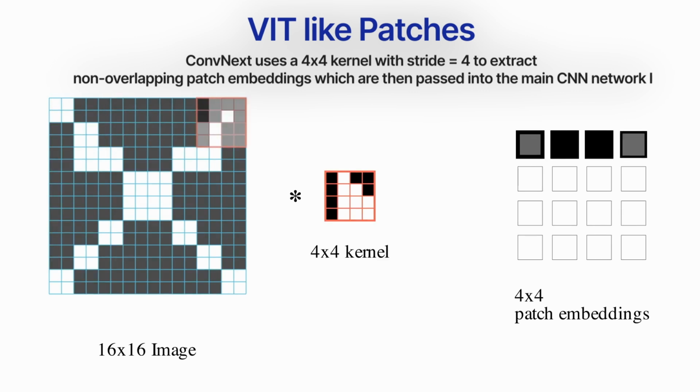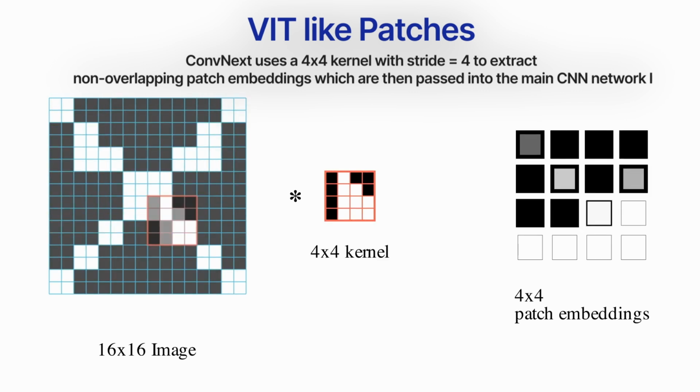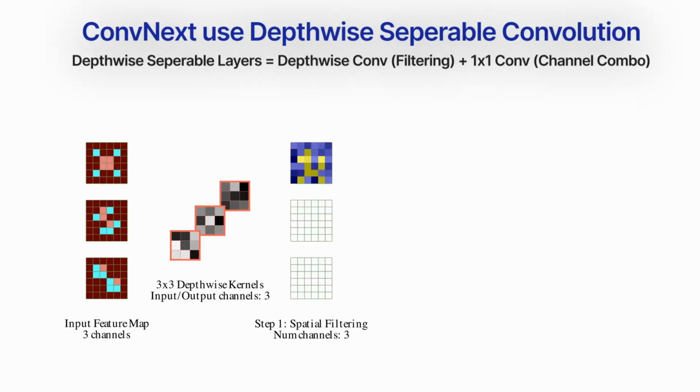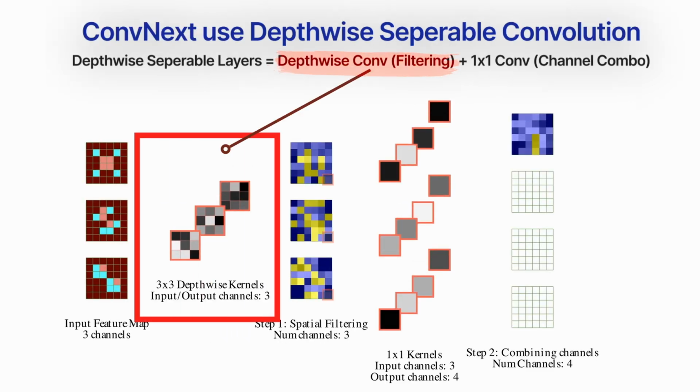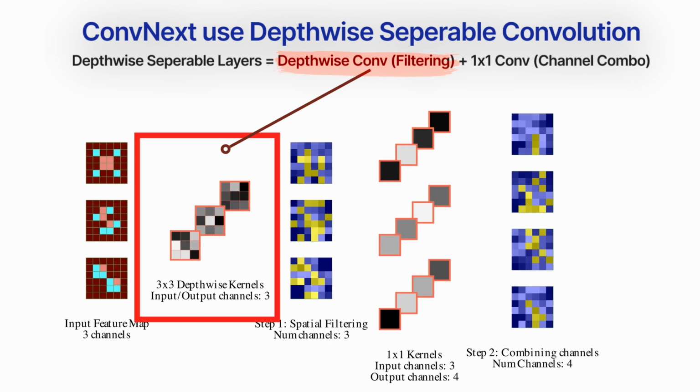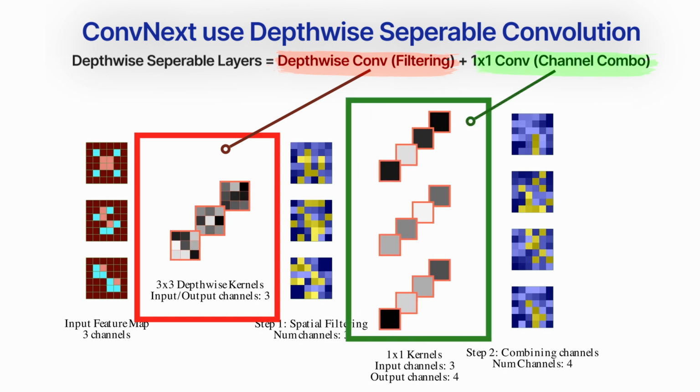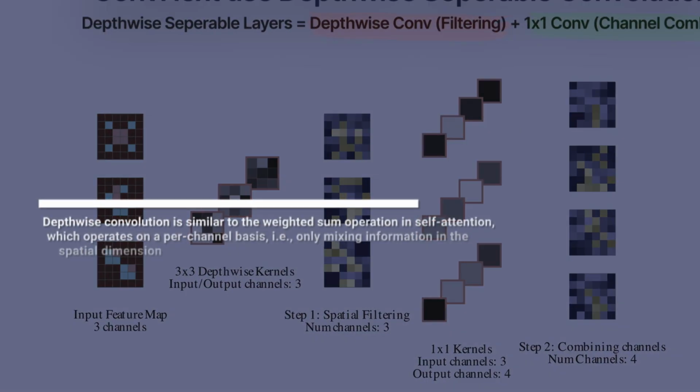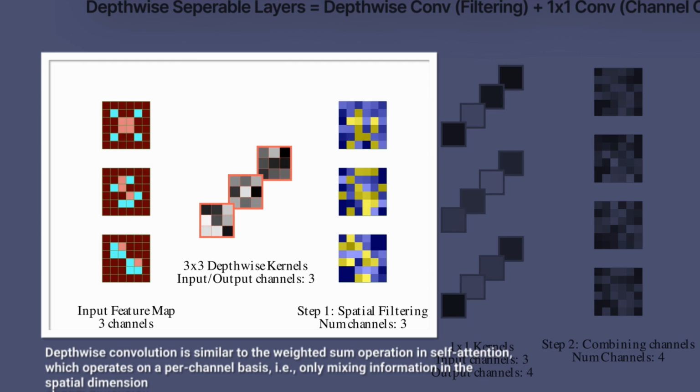Here are some of the main points from this paper. The input of ConvNeXt follows the patching strategy in Vision Transformers. A 4x4 convolution kernel is trained with a stride of 4, which is used to create a downsampled image similar to the patch embeddings in the original ViT. Inspired by MobileNet, ConvNeXt uses depth-wise separable convolution layers. The authors also hypothesize how depth-wise convolution is kind of similar to the weighted sum operation in self-attention, which also operates on a per-channel basis by only mixing information in the spatial dimension.